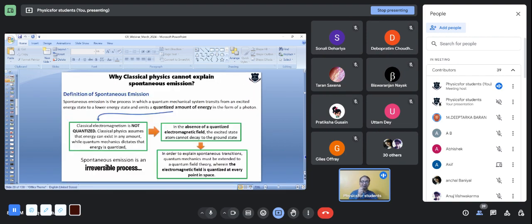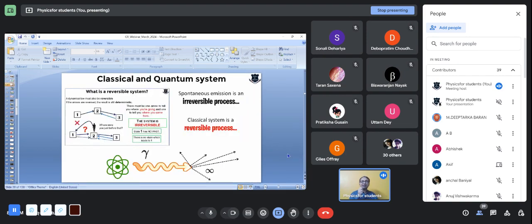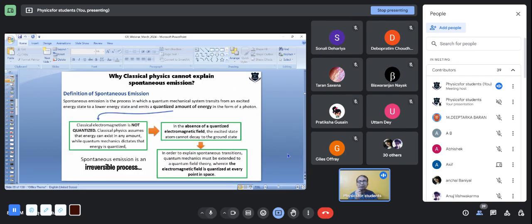Now you see here what happens: a spontaneous emission is something which spontaneously evolves a quantized amount of energy. That means classical electromagnetism is not quantized. Obviously, it is not quantized. So, because it is not quantized, in the absence of quantized electromagnetism, the atom cannot go back to the ground state.